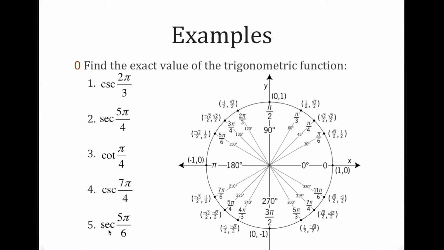And finally, the secant of 5 pi over 6. 5 pi over 6 is right here. The secant is the reciprocal of my cosine, so my x-coordinate. Take the reciprocal of that, I keep my negative sign, and I've got 2 over radical 3.